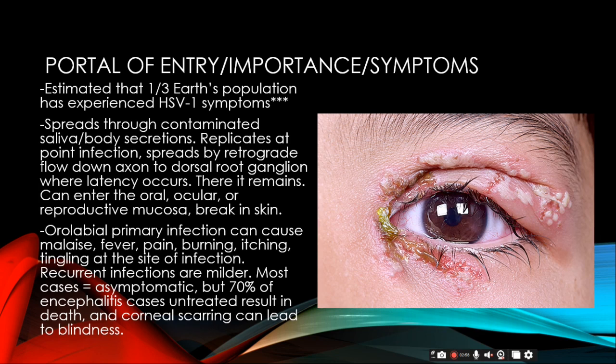It is important to note that 70% of untreated encephalitis cases can result in death, and when you have ocular herpes, it can lead to corneal scarring and also blindness. A third of the Earth's population does have the virus, HSV-1 at least, and so the virus is very widespread.